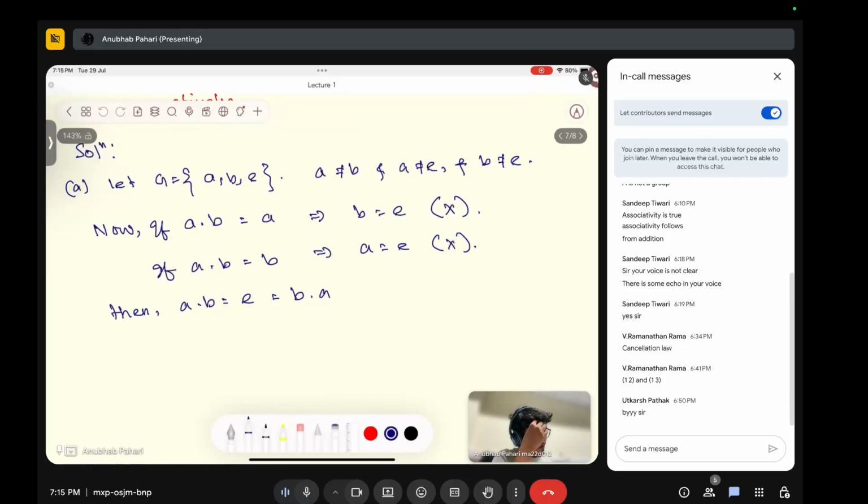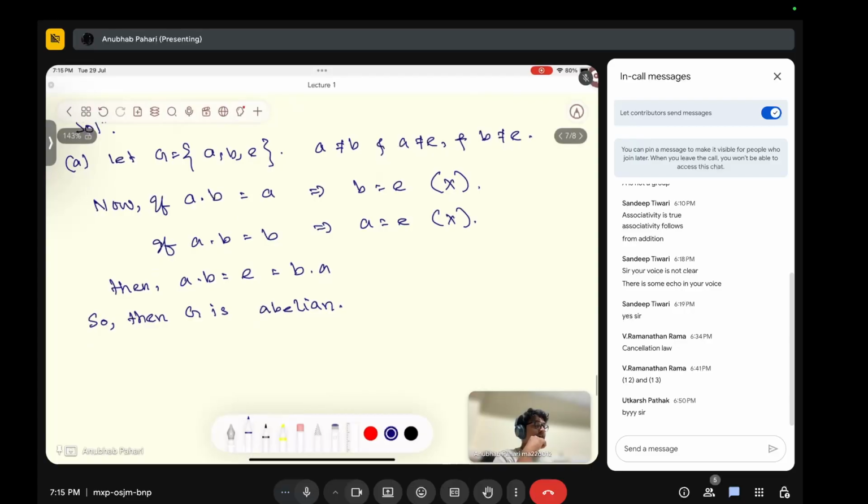Then this is the only way. So then G is abelian. Now for the second part, this is quite rigorous. So okay, let us do this.